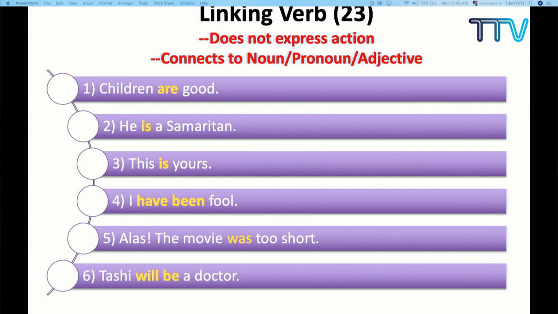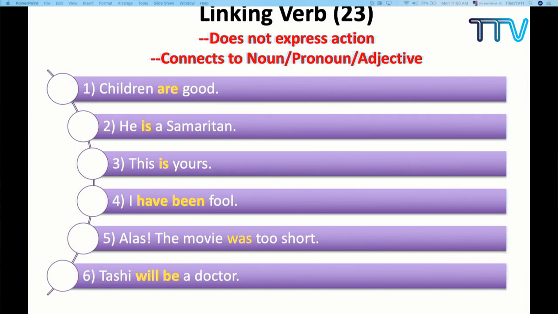You got it? Okay. So if you look at the first one, children are good. So good is a word. Yes. The movie was too short. Which is a phrase. And children are good, good is an adjective. It also connects an adjective. You got it? I will be a doctor. Doctor is a noun.